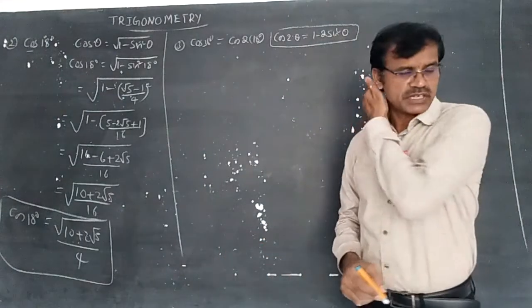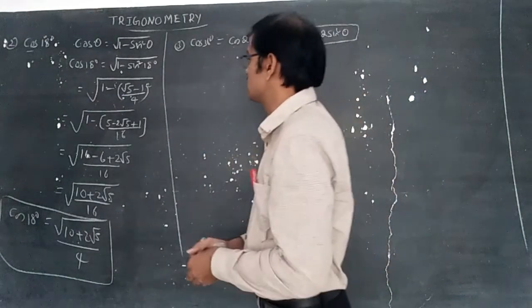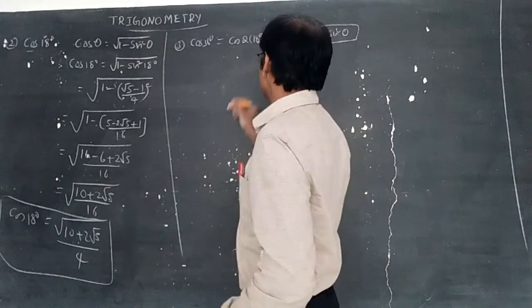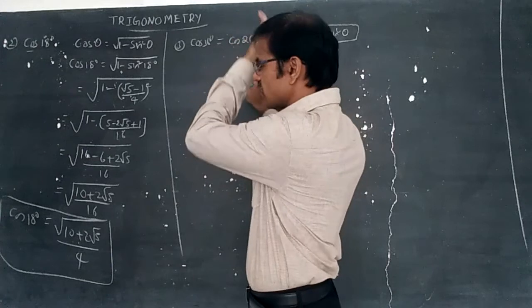All the formulas I discussed one day, students, I already said to write the notes. Whenever you have written notes on the time, you can understand. Cos theta is equal to 1 minus 2 sin square theta.